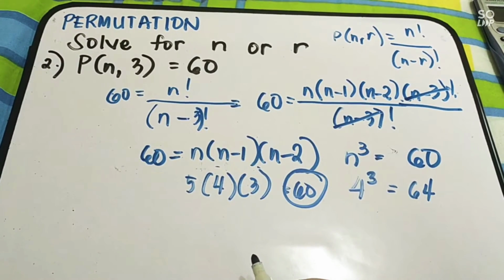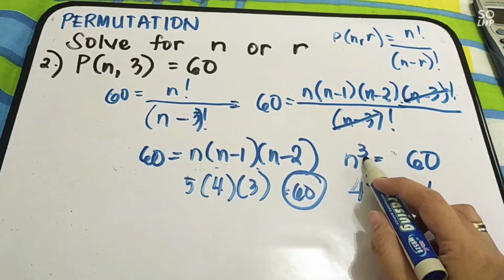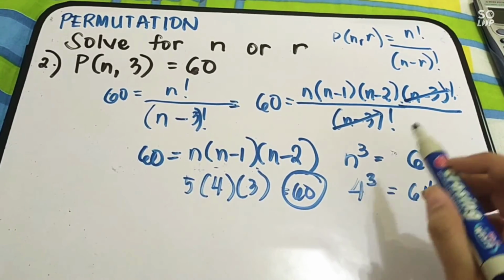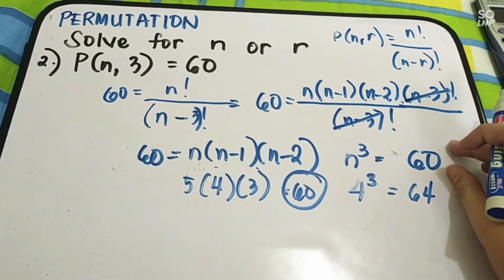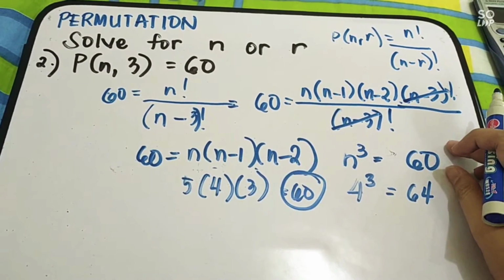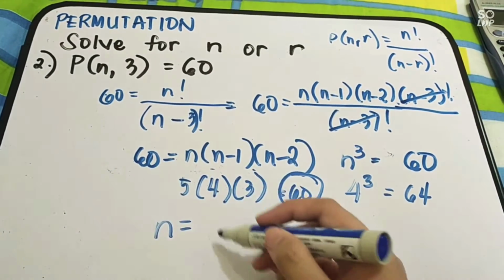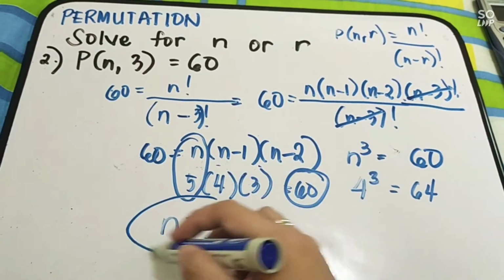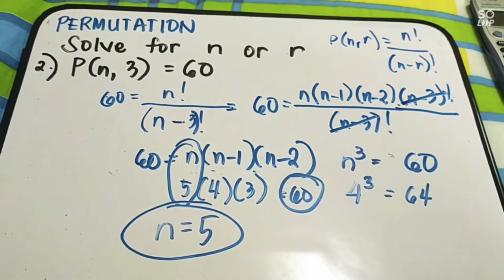Is it clear? So, what if n is raised to 4? What are the numbers raised to 4 that are closest to your answer? That's all there is to it. So, we have now your n. Your n is equal to 5. This is now your n. Is it clear? Another example.